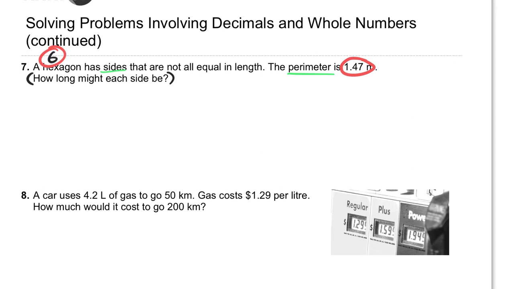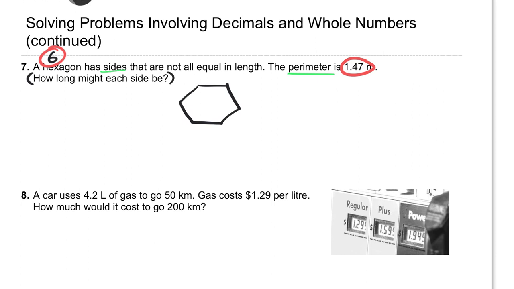A picture of a hexagon. So let's go ahead and do that. I'm going to draw this hexagon. It's not going to have all equal sides. 1, 2, 3, 4, 5, 6. Okay, and we know that adding all of those lengths up would be 1.47. So something plus something plus something plus something plus something is going to be 1.47 meters.